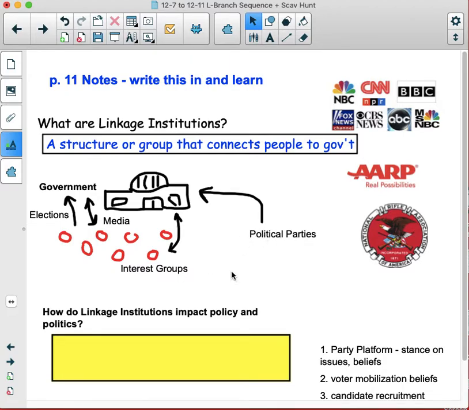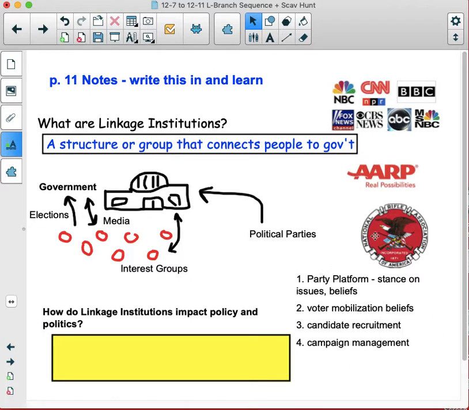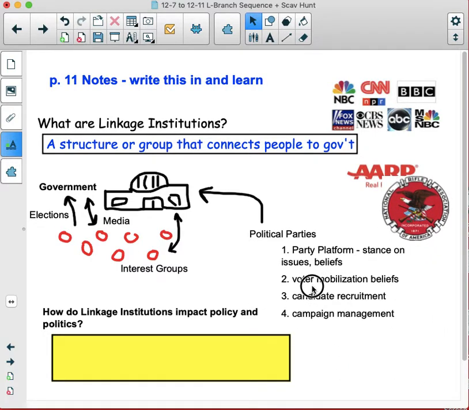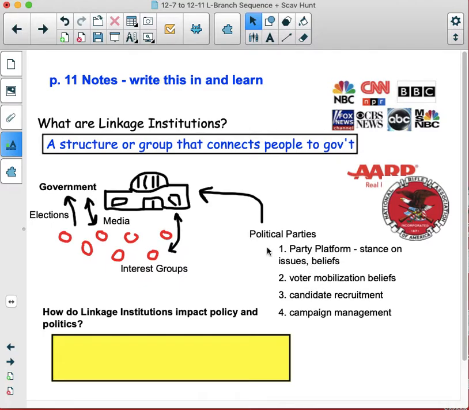Political parties do various things, as we've learned, to garner or raise support to unify people in government, to get things done. What things are we talking about? These four things right here, boys and girls. You probably want to jot these down. Political parties have a party platform. They choose a stance on issues and beliefs like abortion, immigration, gun rights, economic policy, things like that.